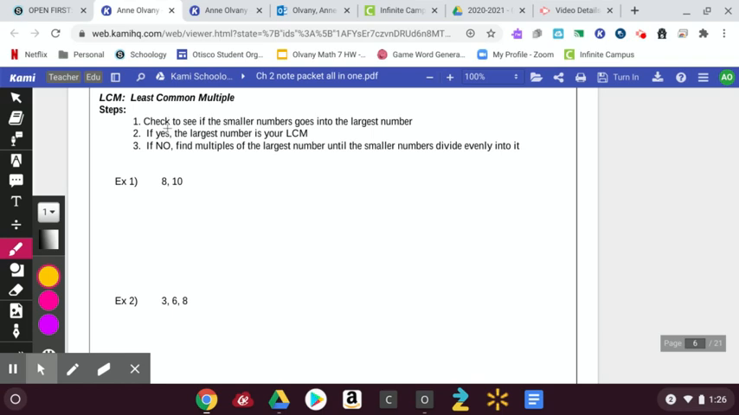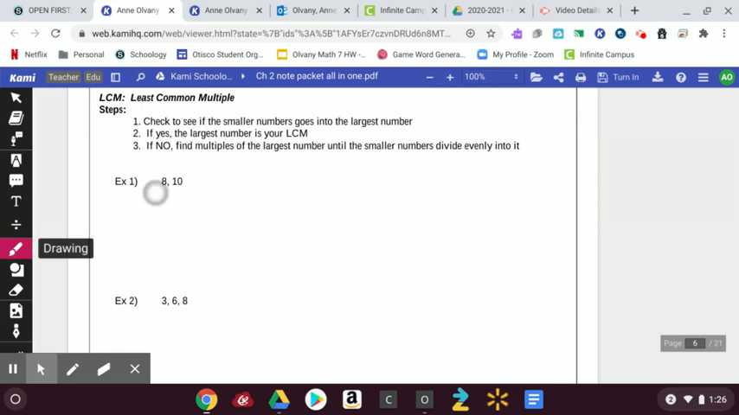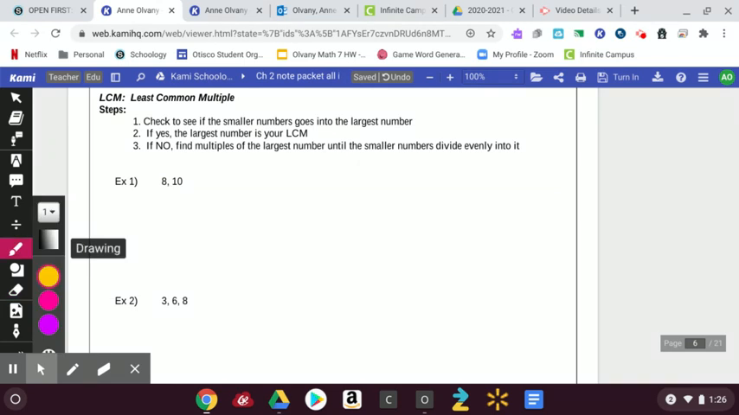So step 1 says to check to see if the smaller number goes into the larger number. We first want to check because it would make our lives really easy if 8 times something gave us 10. It does not. If it does, that makes it a little easier, but it does not. So if yes, the larger number is your least common multiple. If no, then we have to find multiples of the largest number until we find something that divides into both.